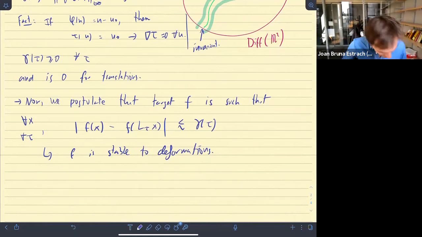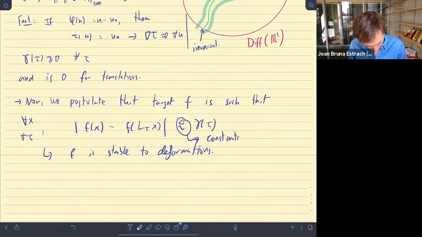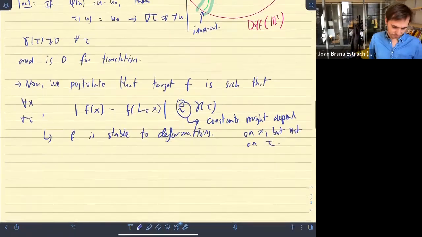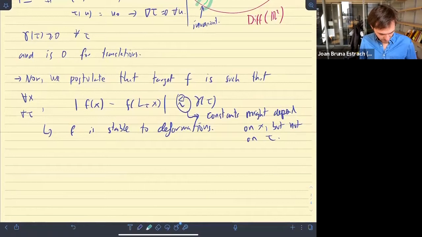Okay, and this notation, sorry, means that the constants might depend on x, but not on that. So when I write this approximate control, that's what I mean.